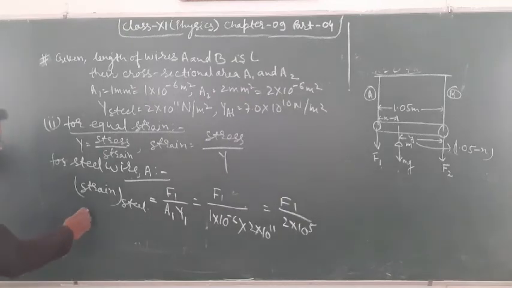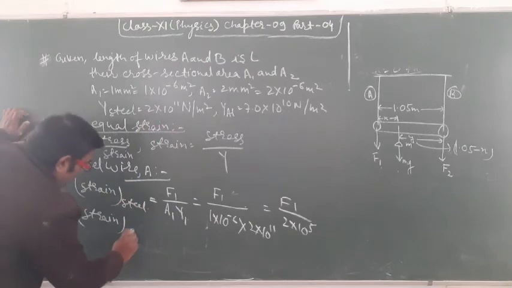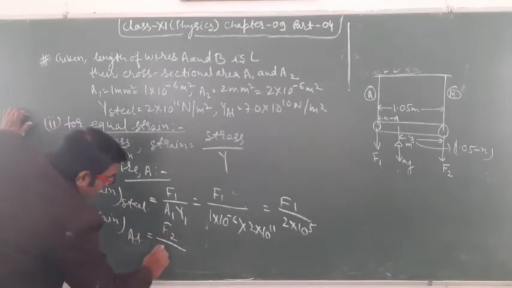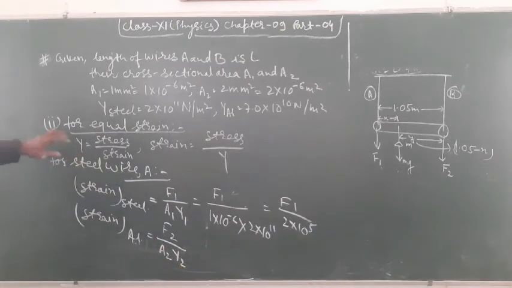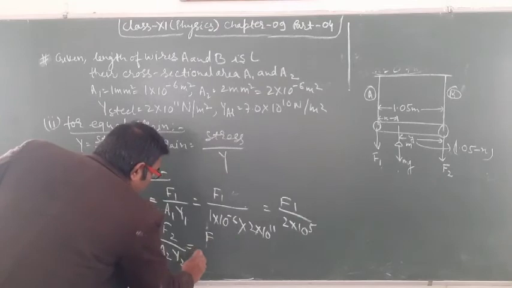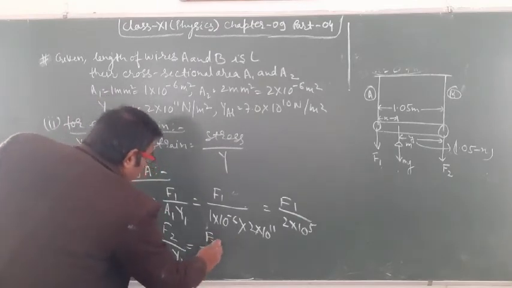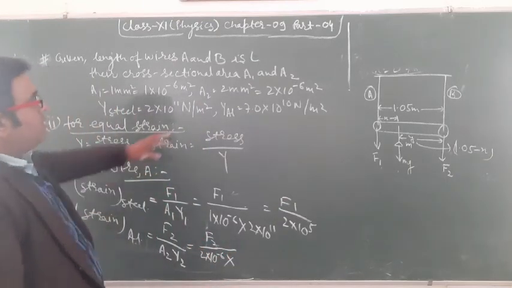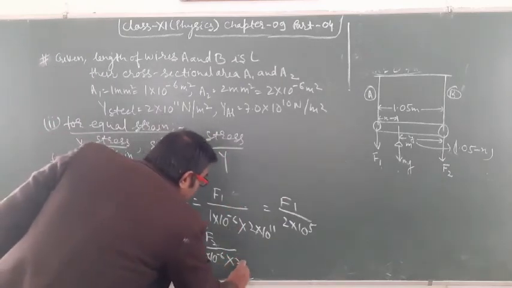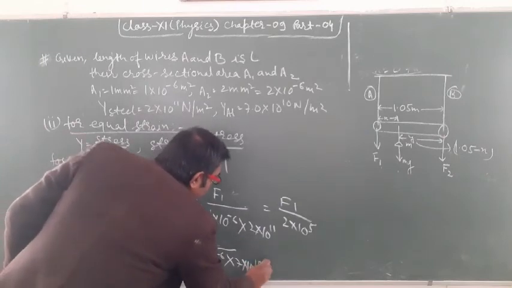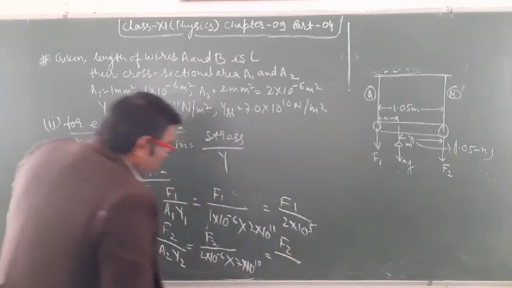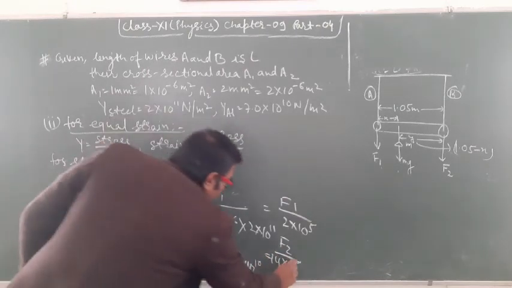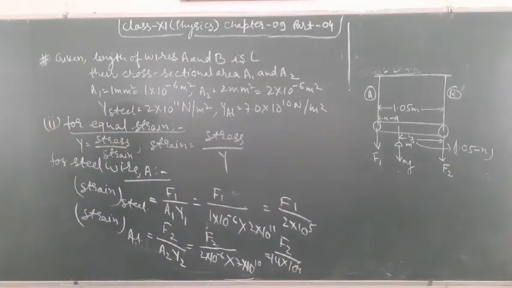And similarly, you have to calculate strain in case of second wire, aluminum, that is F2 upon A2 Y2, and Y2 you are knowing. A2 is given, 2 into 10 to the power minus 6 into 7 into 10 to the power 10, and from here you can calculate 14 into 10 to the power 4.